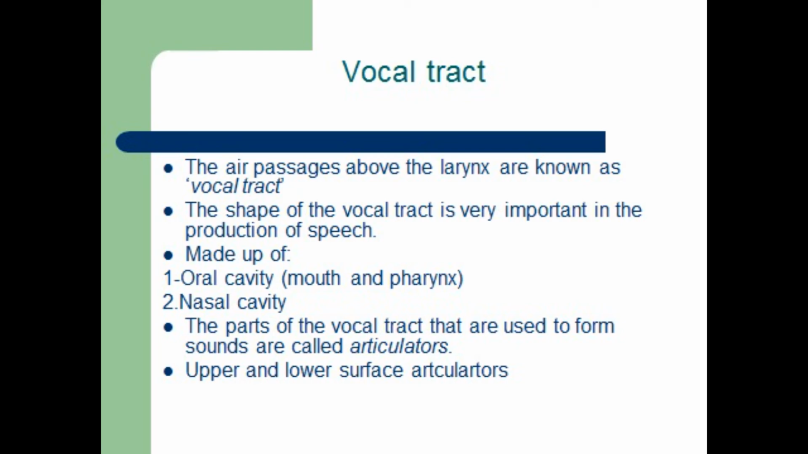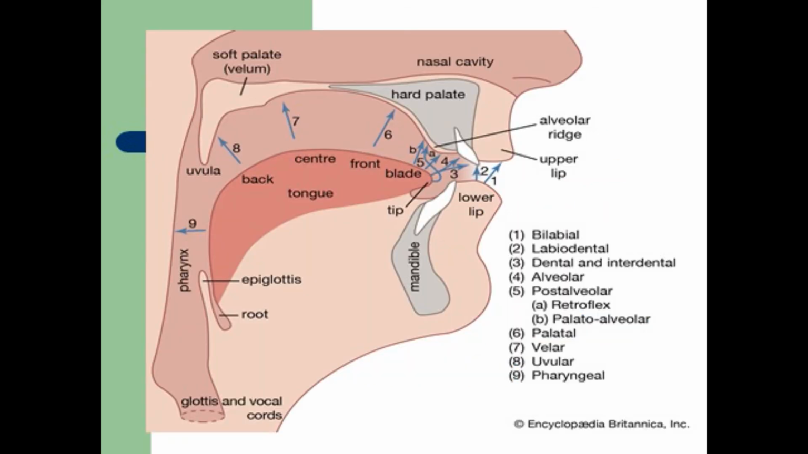We have upper and lower surface articulators. See this diagram, you can notice the vocal tract. You can see that we have the nasal cavity and the oral cavity as the mouth cavity, and this is all the vocal tract. Different sounds are produced, like bilabial, labiodental, dental, alveolar, postalveolar, palatal, velar, uvular, and pharyngeal sounds.